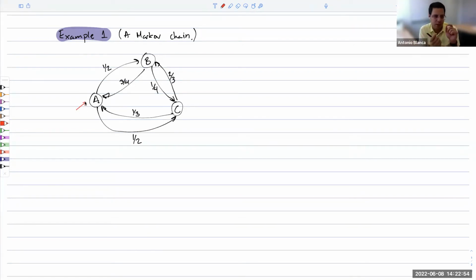So we say, okay, we're going to start at vertex A of this directed weighted graph. When we're at A, we're going to flip a coin, or we pick a random number. If it's less than 0.5, we go to B. If it's more than 0.5, we go to C.